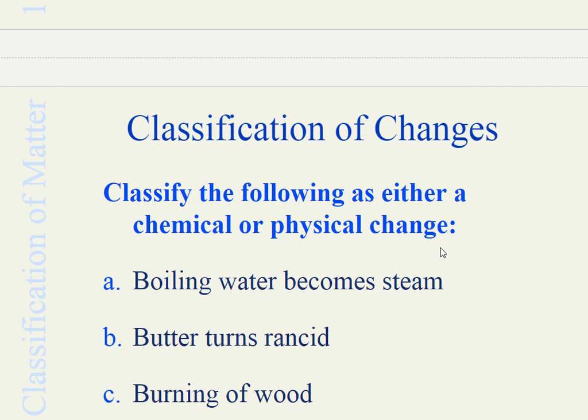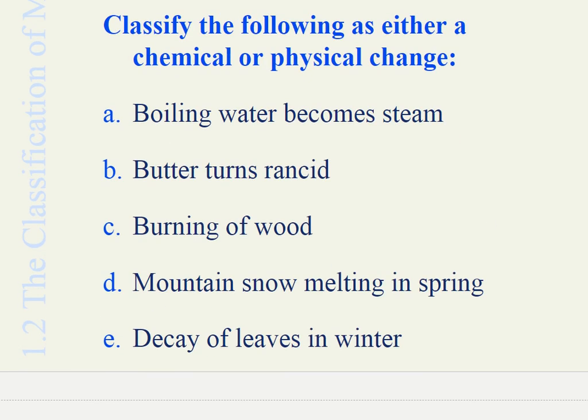Here is another question. Classify the following as either a physical change or a chemical change. Boiling water becomes steam. Pause the video and think about it. The answer is that boiling water becoming steam is a physical change, because liquid water and steam or water vapor are the same thing except in different states.